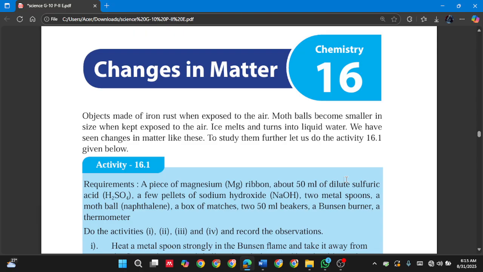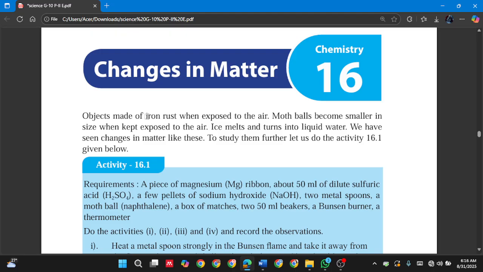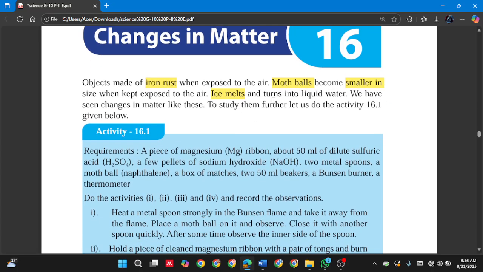Mothballs. So it becomes smaller in size when kept exposed to the air, and ice melts and turns into liquid water. We have seen changes in matter like this. These are things we have normally observed.